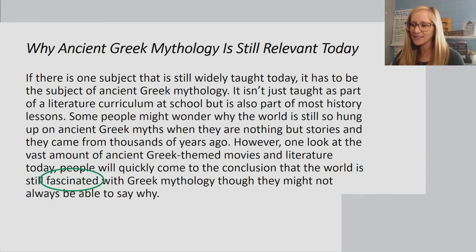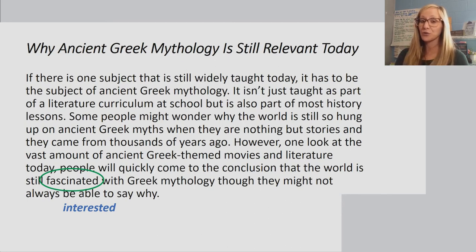What is still fascinated? Yeah, I think it means that people are still interested in Greek mythology. We know this because of all the books and movies that have been created to retell these ancient stories. Have you ever heard or read the Percy Jackson books or seen the movies? Well, interesting. Or should I say fascinating? Let's keep reading.